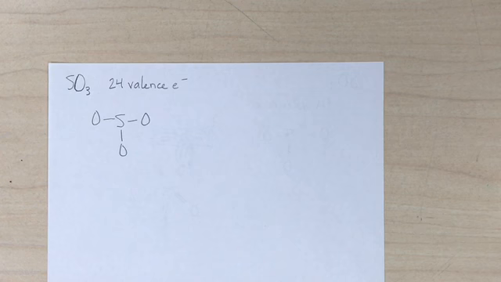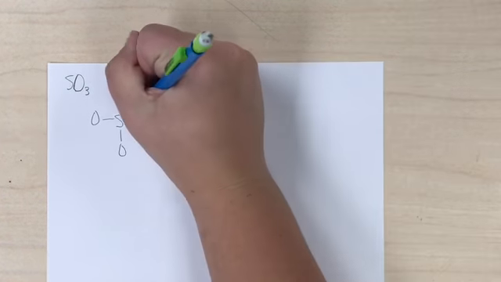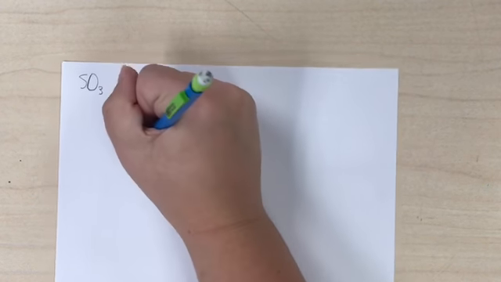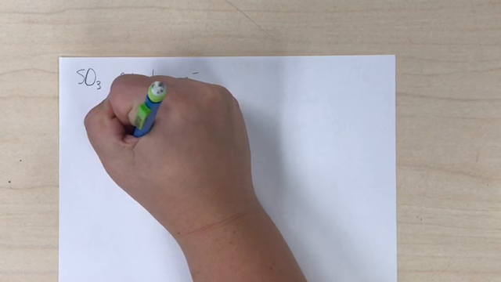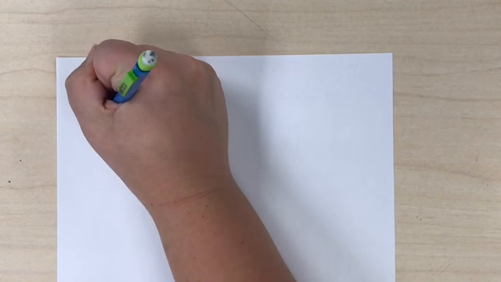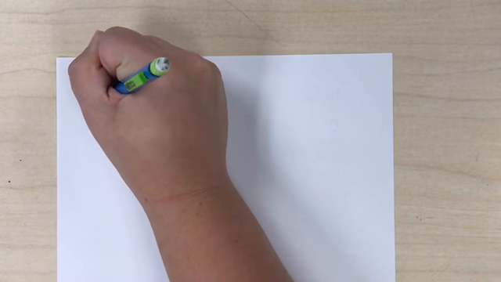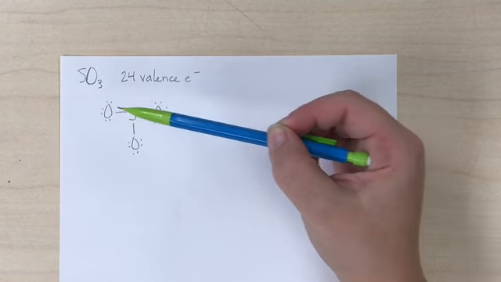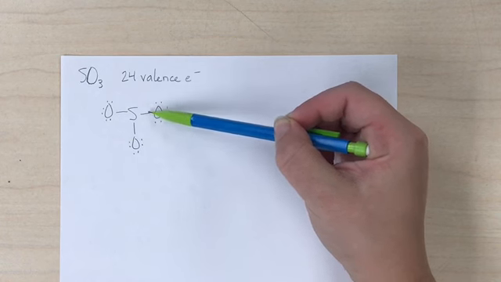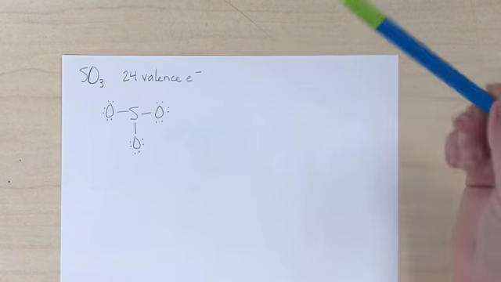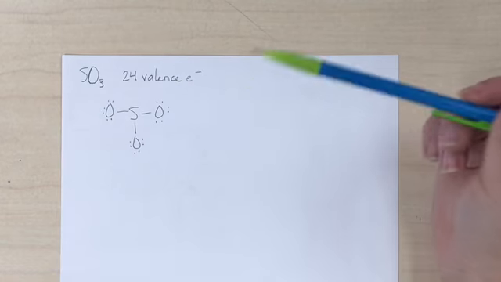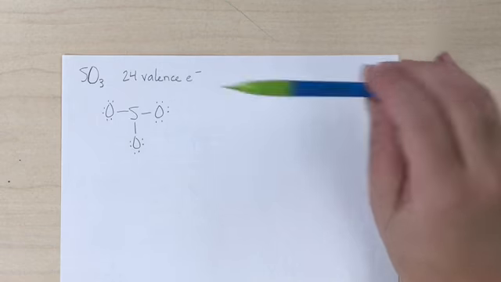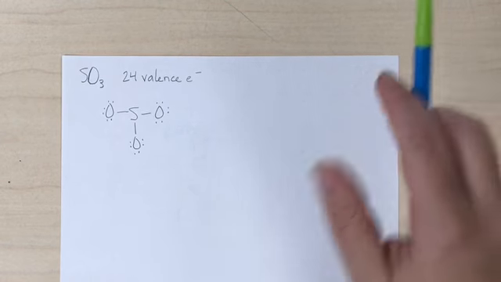First, we want to draw the Lewis structure. SO3 has 24 valence electrons. We want to use these electrons to fill up the outer atoms first so that they will have an octet. As you can see here, we have 2, 4, 6, 8, 10, 12, 14, 16, 18, 20, 22, 24 electrons on the outer atoms. So the central atom will not have any electrons. This Lewis structure is valid, but it is not the best Lewis structure.